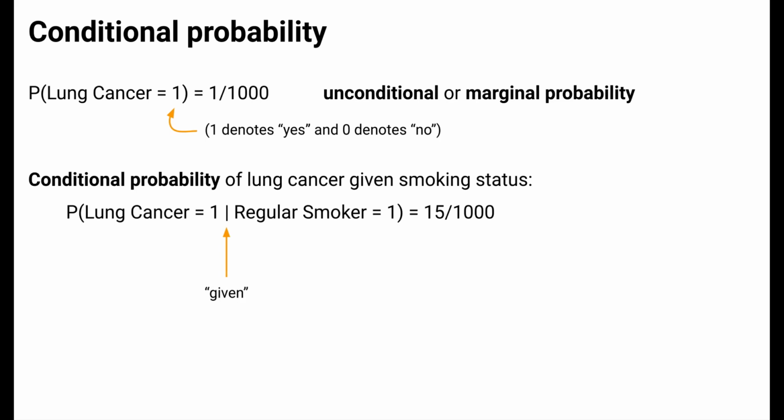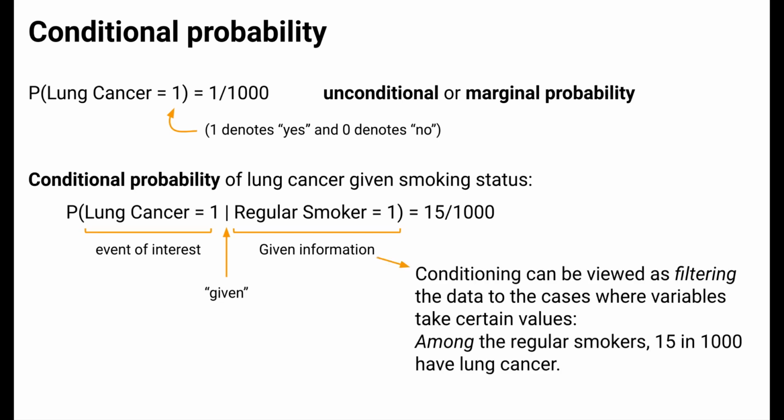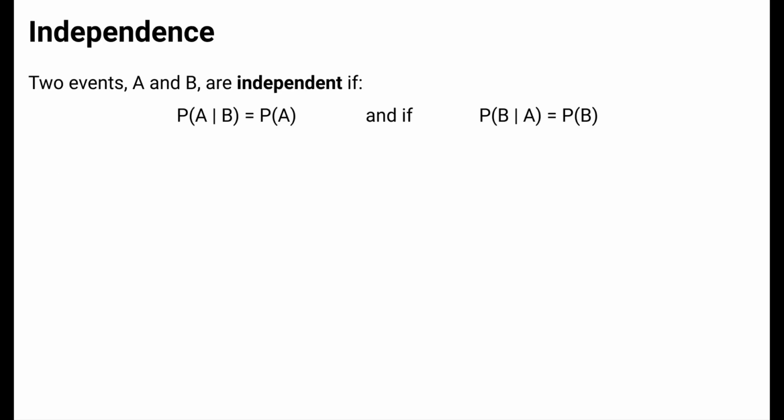Conditional probabilities are notated with a vertical bar that can be read as the word given. The information to the left of the bar is the event that we're interested in measuring the probability of, here having lung cancer. And the information to the right of the bar is the given information, here being a regular smoker. A way to view conditioning is the filtering of data down to the cases where variables take certain values. In this conditional probability, we effectively filter the US population to only the regular smokers, and we see that among these regular smokers, 15 in 1,000 have lung cancer.